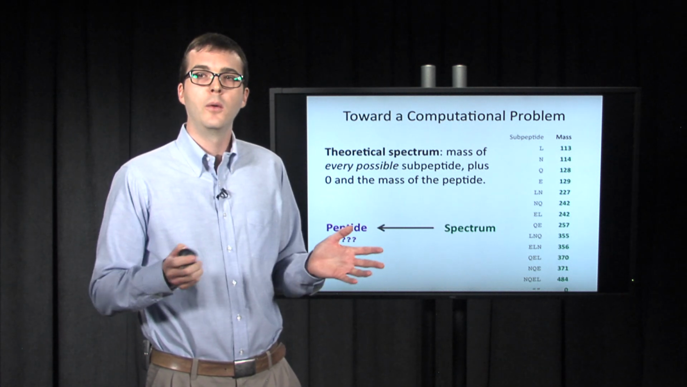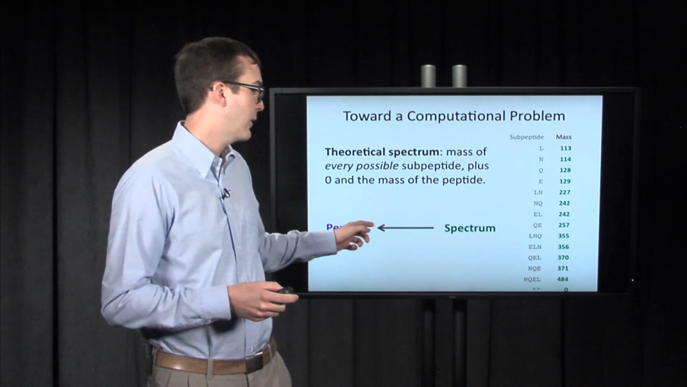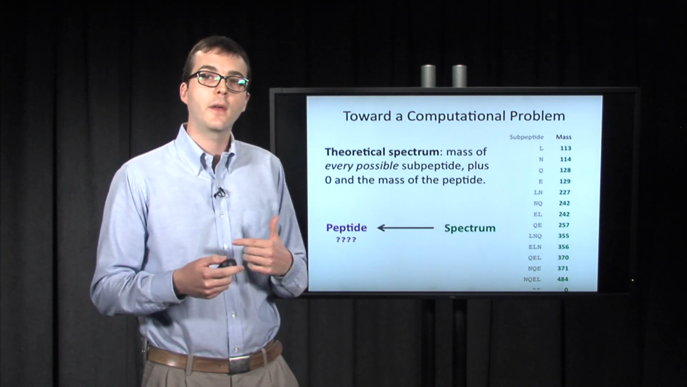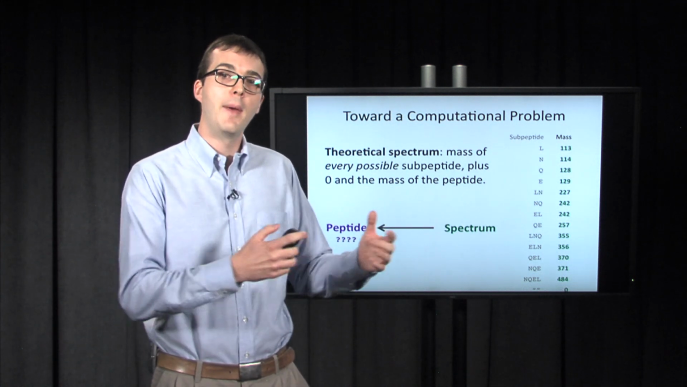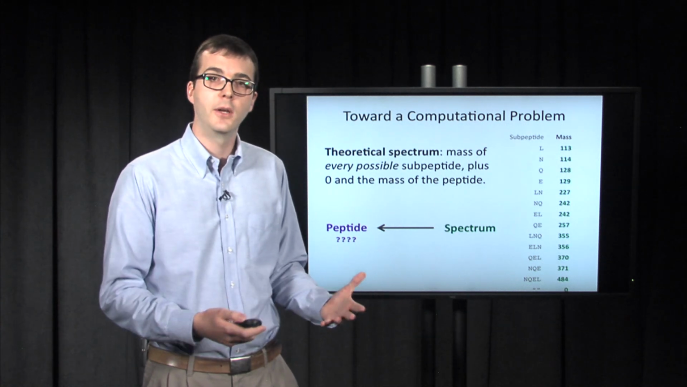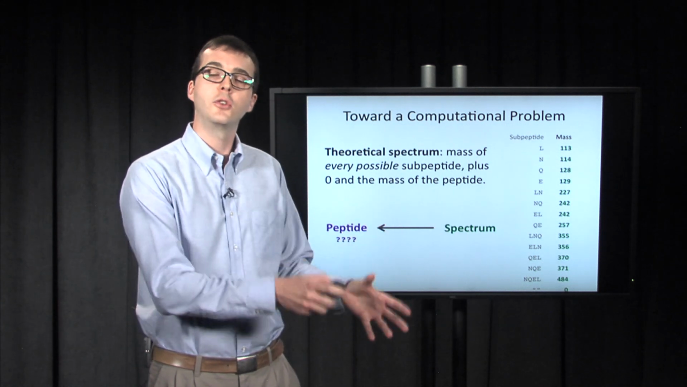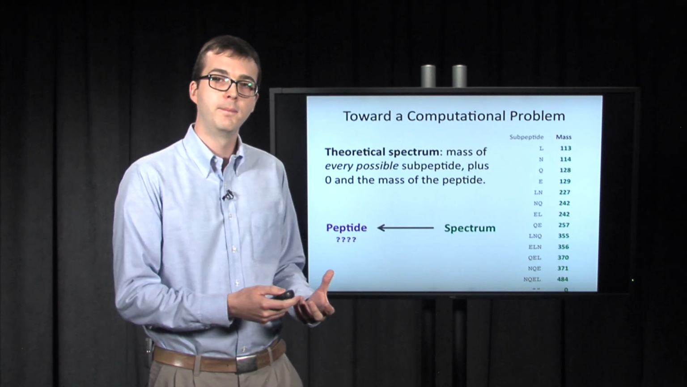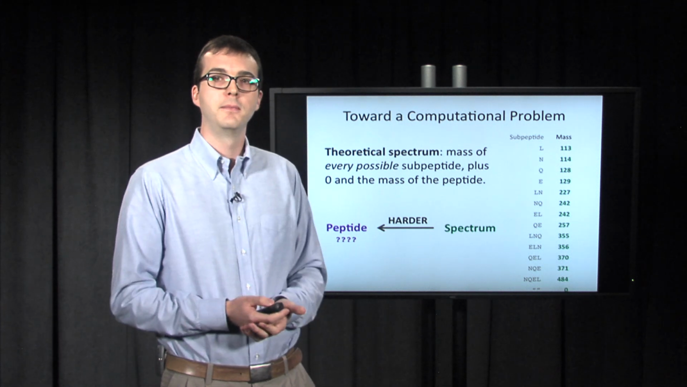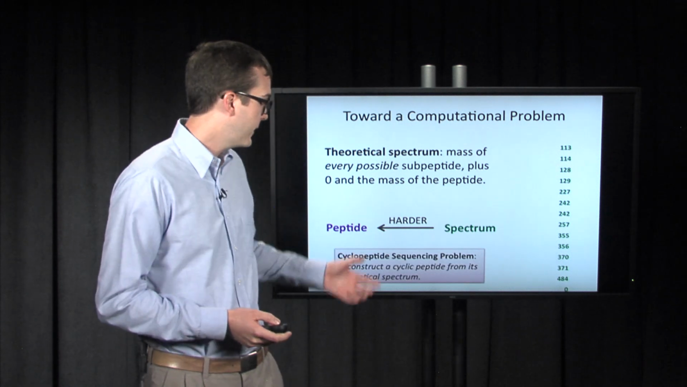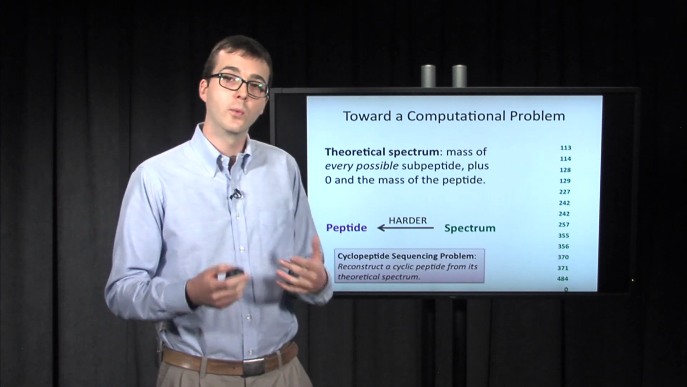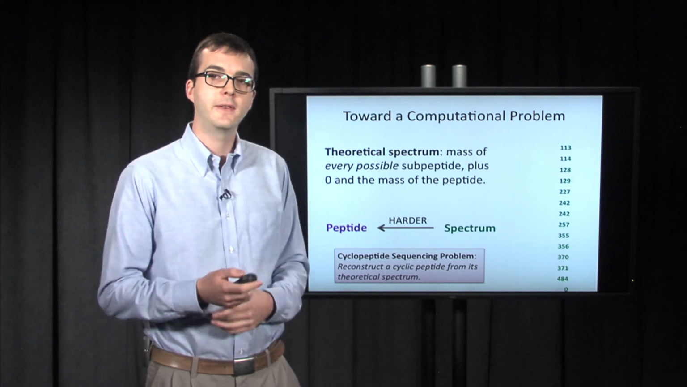That's not bad. What about reversing it? What about going from the spectrum to the peptide? That's really the computational problem that we have. The mass spectrometer generates a spectrum, an experimental spectrum, and then we want to determine a peptide that came from it. That's going to be a harder problem. And we call this the cyclopeptide sequencing problem: to reconstruct a cyclic peptide from its theoretical spectrum.